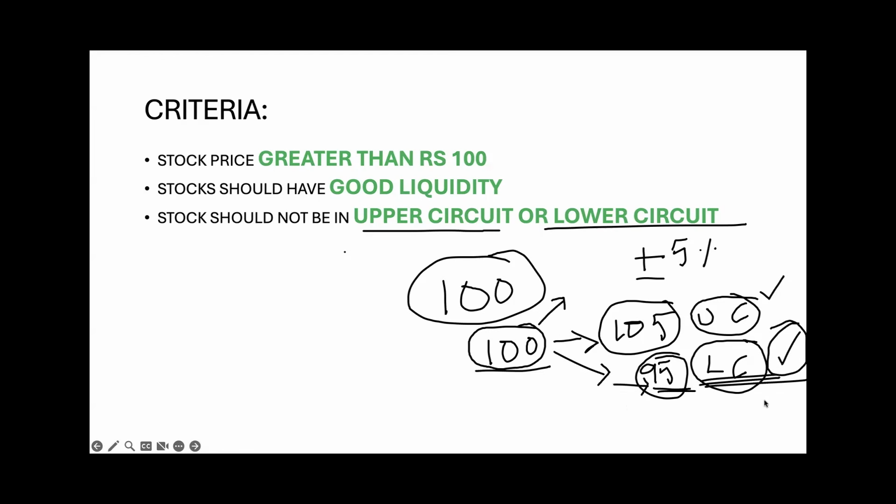That means there will be only sellers, there will not be buyers. So whom will you sell to if there are no buyers? You will see only sellers in the market, no buyers. You get trapped. And next day, suppose it closed at 95 and opens at 90, when the market opens, again it goes into the lower circuit.